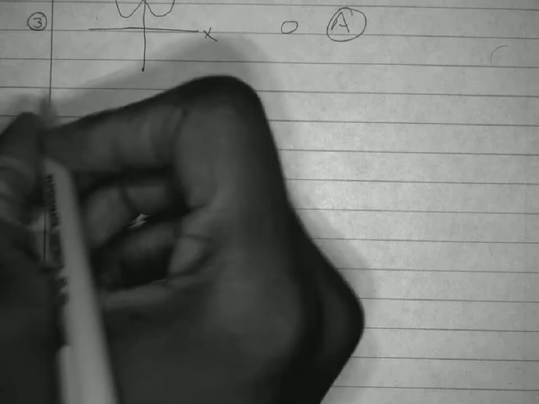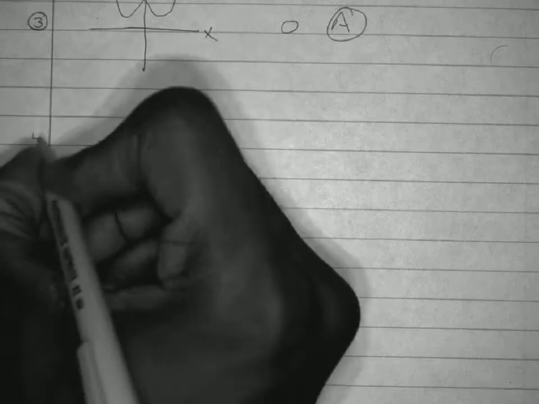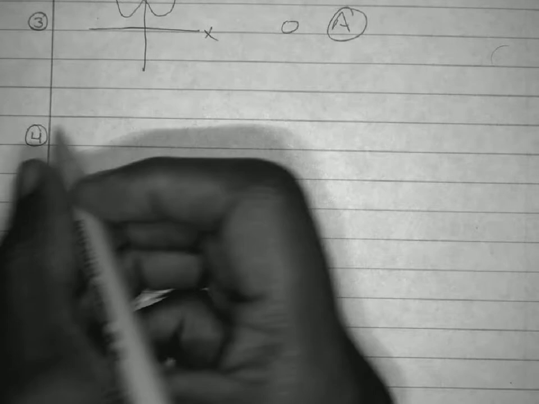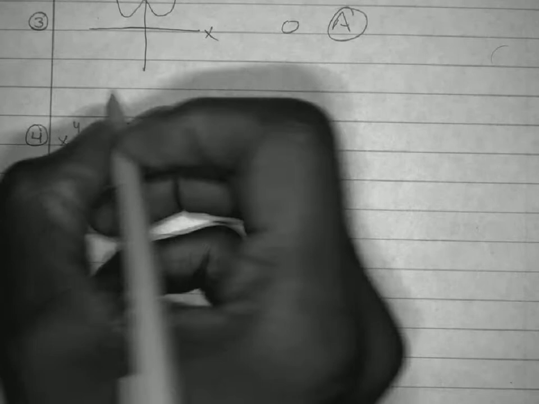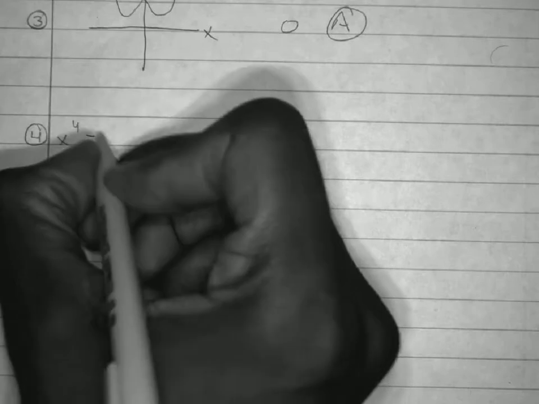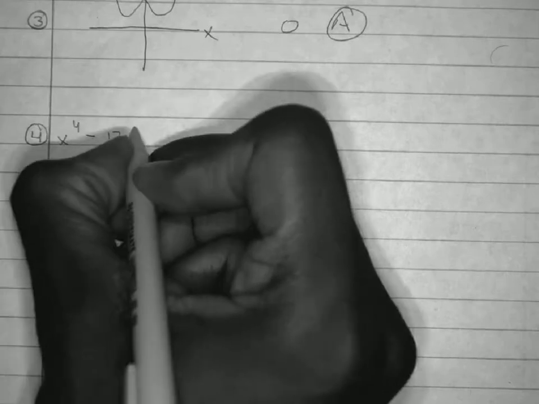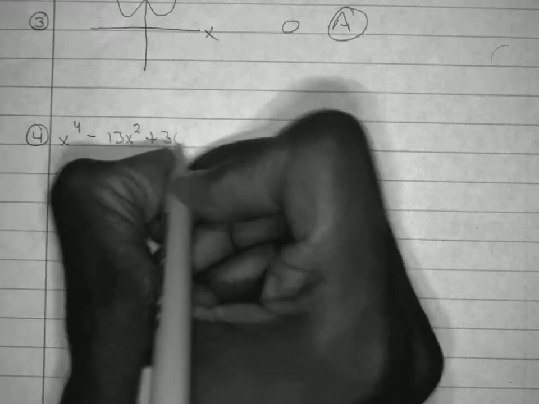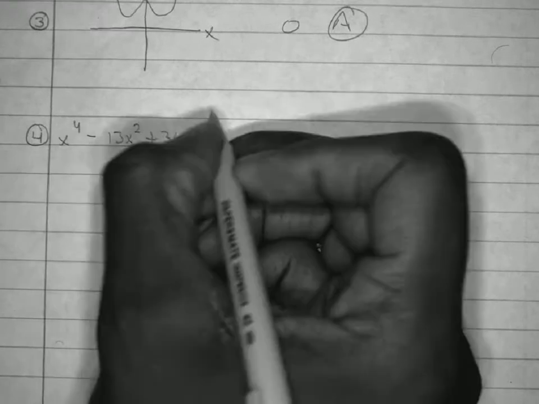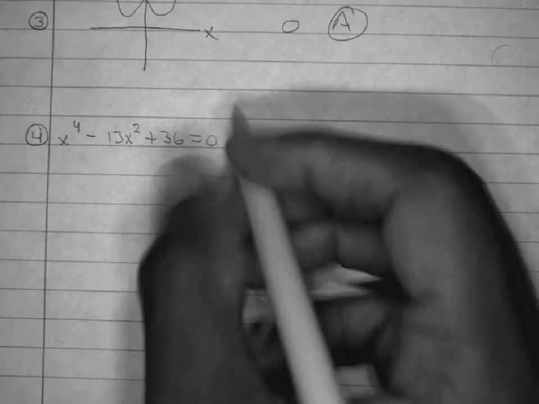Okay, so number 4 says, alright, let's put number 4. It says solve x to the fourth minus 13x squared plus 36 equals 0. Alright, so as you can see, this is a problem that we've done before, and it appears as though this is almost a quadratic.